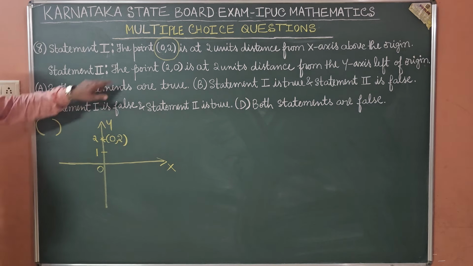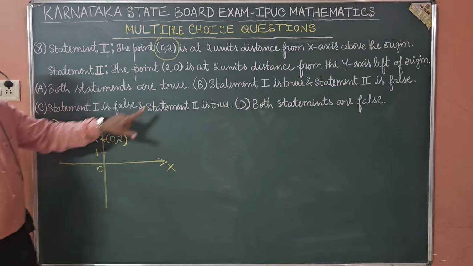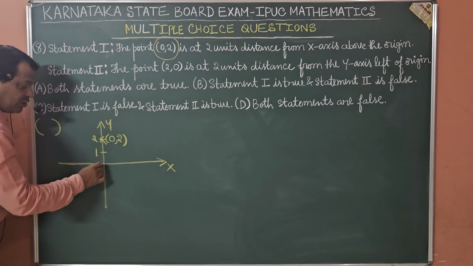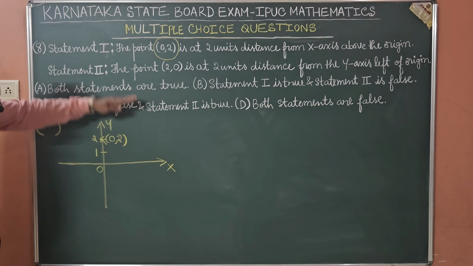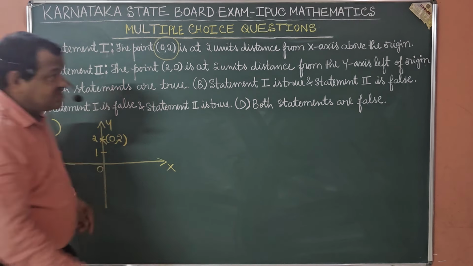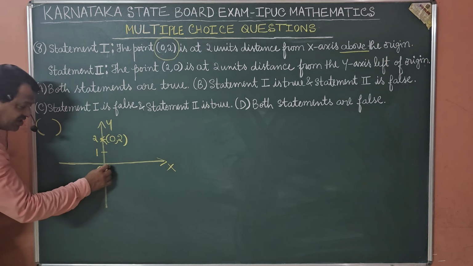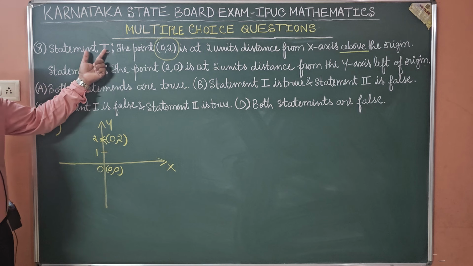Therefore, statement 1, read once again: the point (0, 2) is at 2 units distance from the x-axis, yes, correct. It is above the origin, here. Therefore, statement 1 is true.